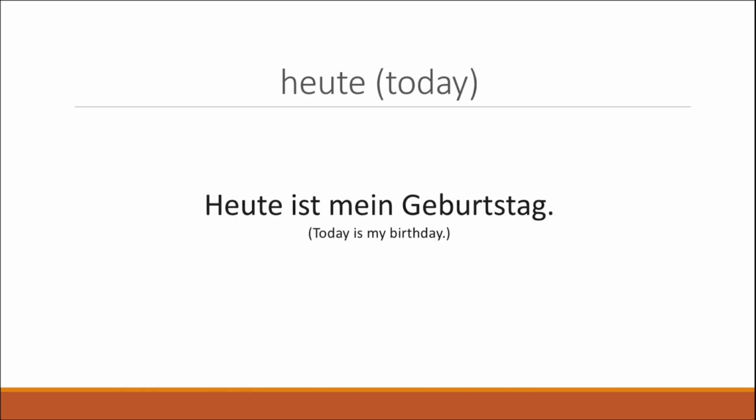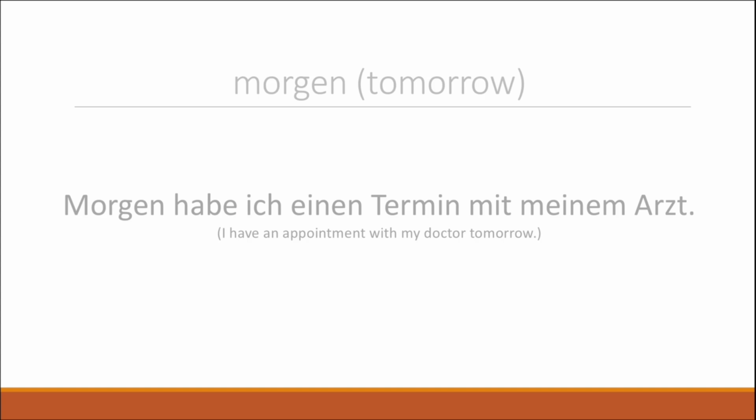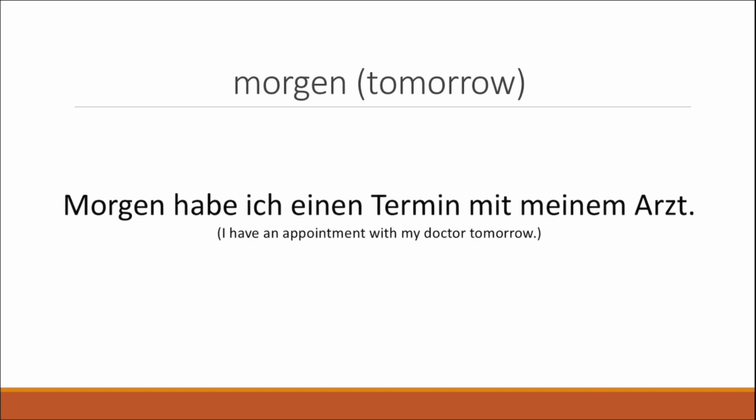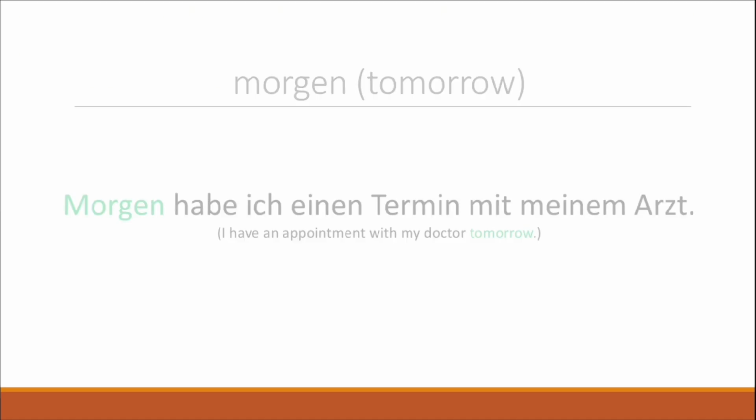Continuing on, the next time expression is going to be heute, which means today. And the example is simply heute ist mein Geburtstag, which means today is my birthday. The next example is going to be with morgen, which means tomorrow. You can see morgen habe ich einen Termin mit meinem Arzt. And you can see how morgen simply means tomorrow. And in the second part of the sentence, you can see how we're using the dative after the preposition mit, because mit is a dative preposition. So just to refresh that in your mind.